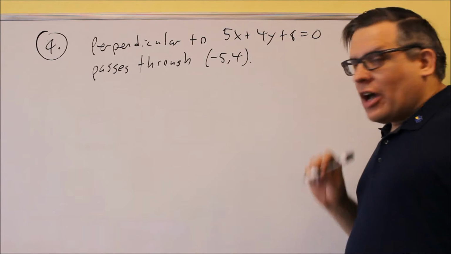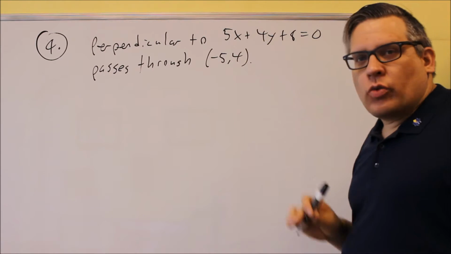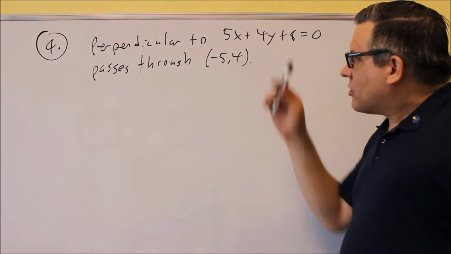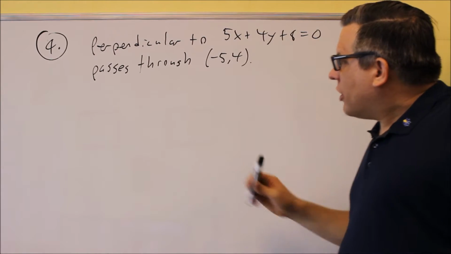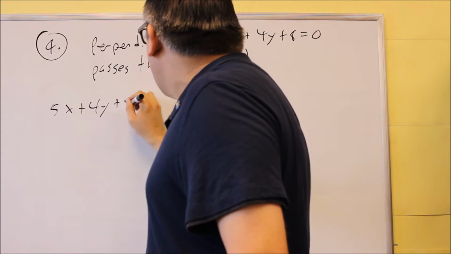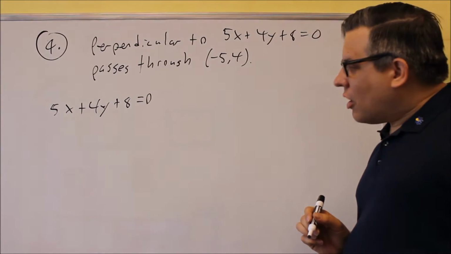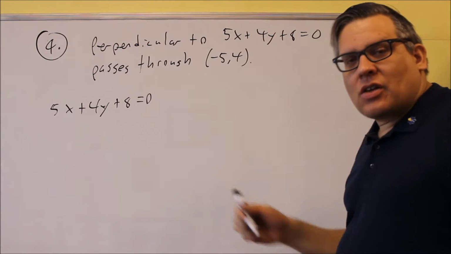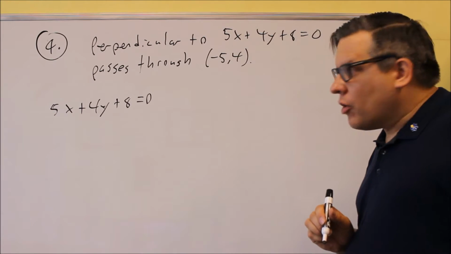Okay, so first thing we have to do is figure out what the slope is of the original line, because that's going to tell us what slope has to be perpendicular to that. So let's start with that one. We're going to do 5x plus 4y plus 8 equals 0. We're going to solve for y, because by putting it into slope-intercept form we can tell what the slope is directly from that one.